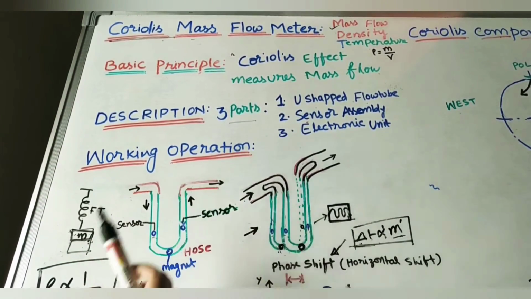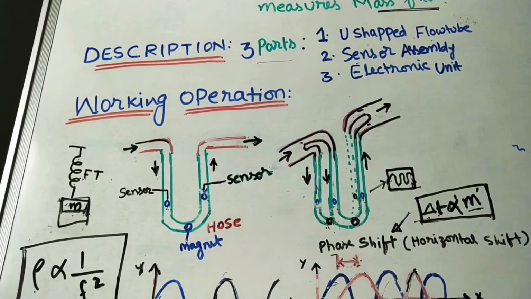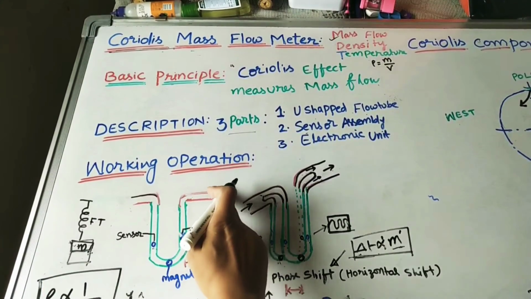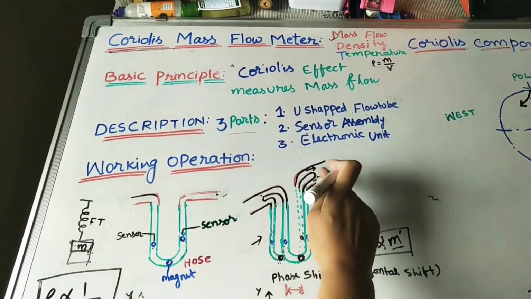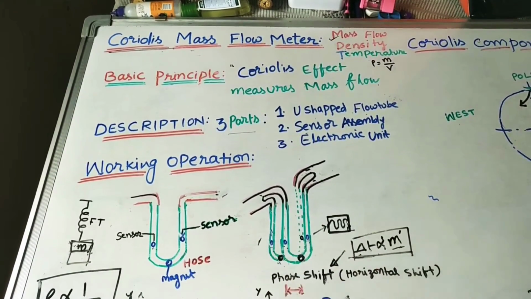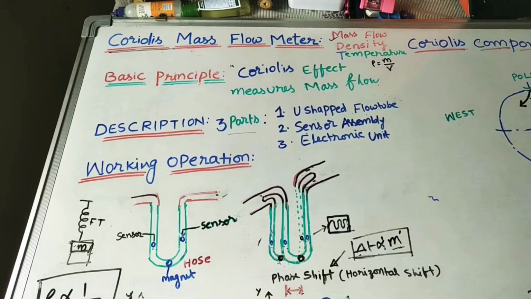Let us take the working operation of this flow meter. This arrangement, this is the front view, this is the side view of the flow meter. We are doing the working operation in two parts. First, we are not giving any flow to the flow tube, so there will be no flow initially, and we study the output without flow. In the second case, we give the flow and study the output effect. Let us see how the two effects come, without flow and with flow.